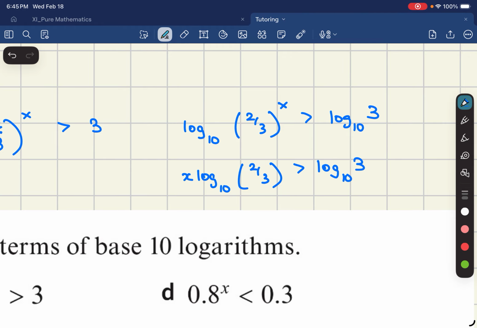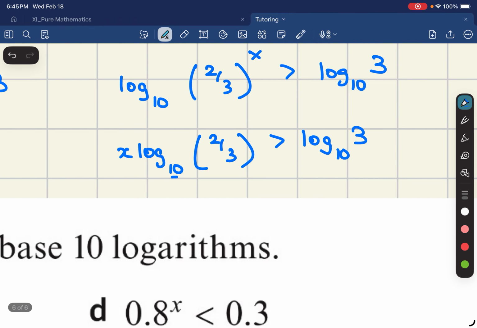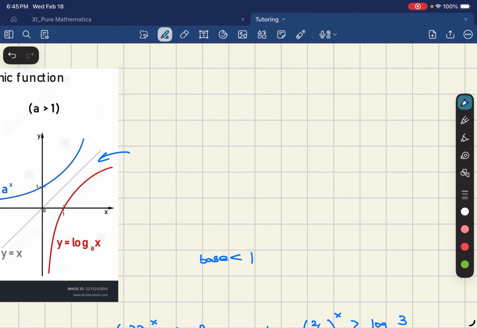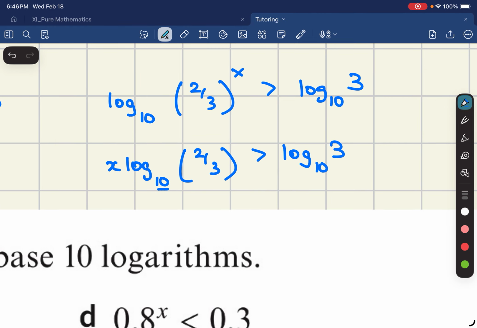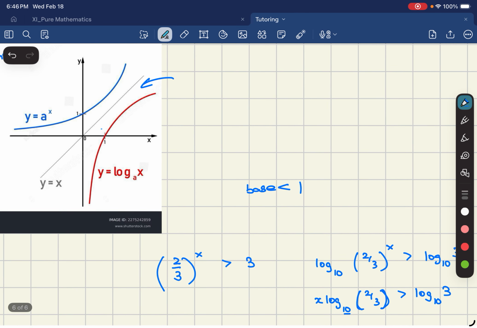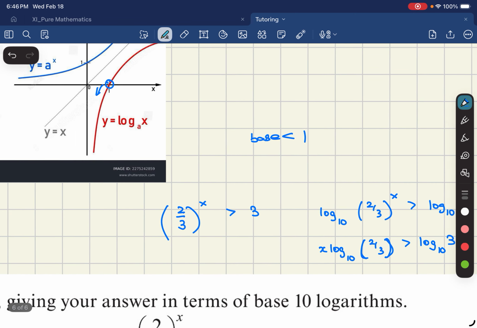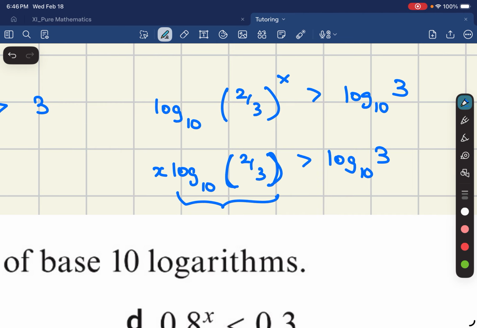Right? And now we have changed it to a base that is greater than 1. So actually we can look at these graphs as well, because 2 over 3 is less than 1. Because our base 10 is bigger than 1, and 2 over 3 is less than 1, that means this logarithm is actually negative.